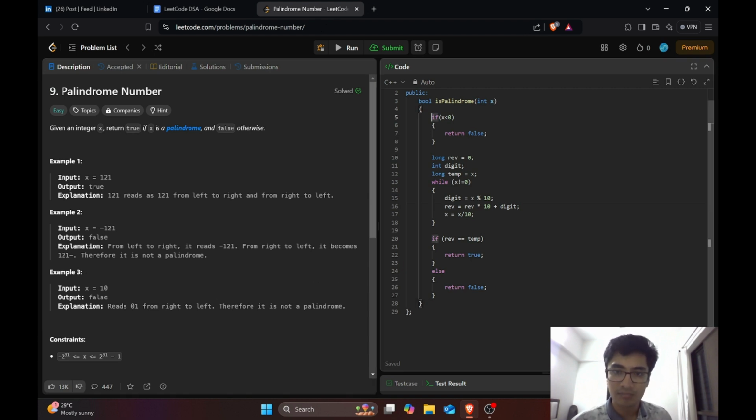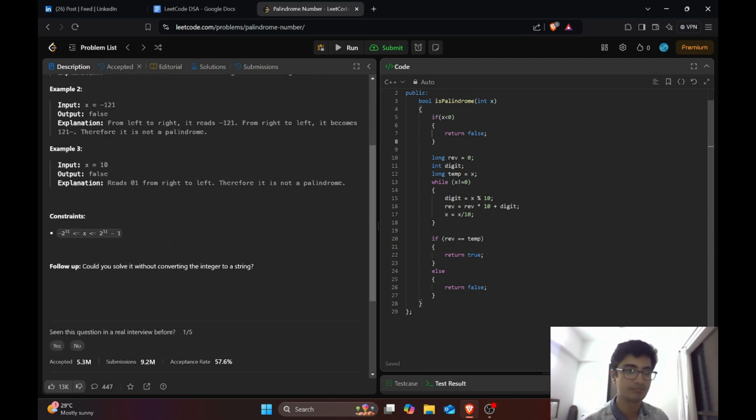So in the beginning itself we write an if statement indicating that if the number that is inputted is less than 0, as in if it is a negative number, we return false immediately because it is not a palindrome number. Look at this: if x is 10, it is read as 0 1 from right to left, and therefore it is not a palindrome number.